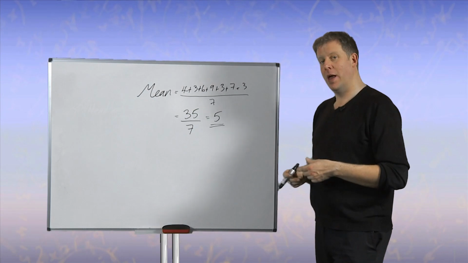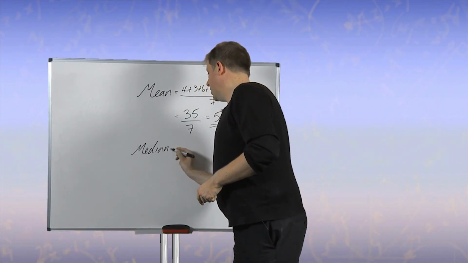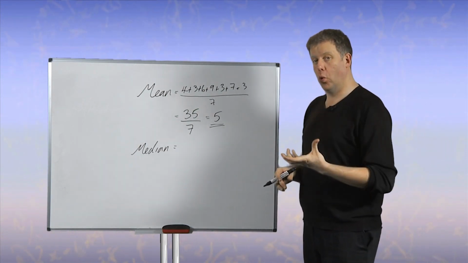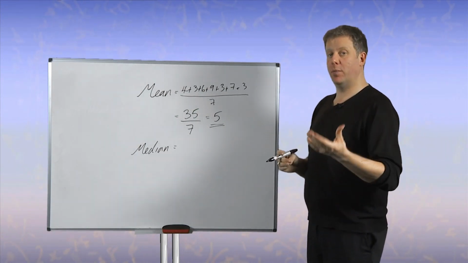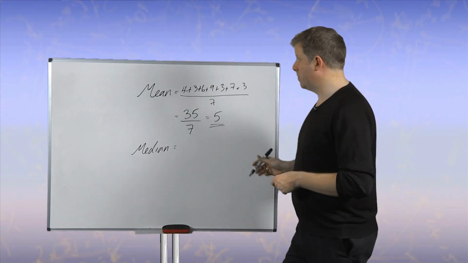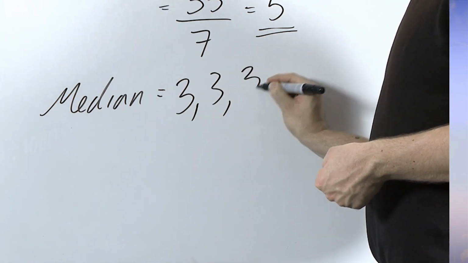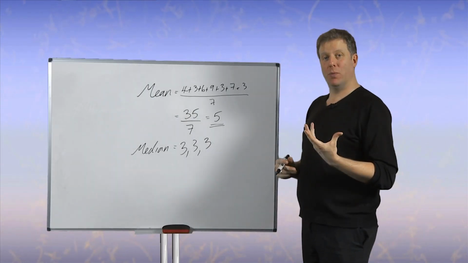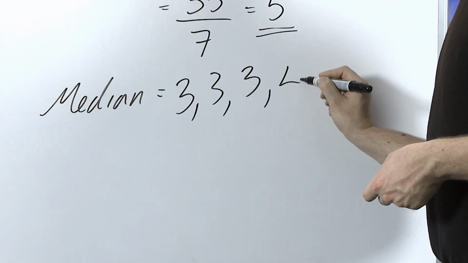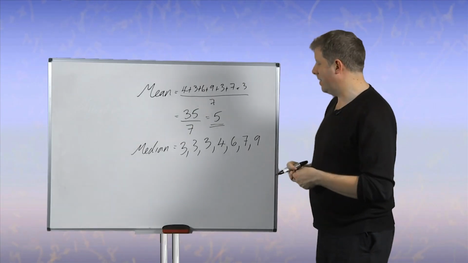Okay, let's look at another one. Median this time. Now median is the middle number of an ordered set of data, and that's the most important part, that it is ordered data. You can do it from largest to smallest or smallest to largest. I'm going to write my data from smallest to largest. And we have 3, 3, 3. Remember, you don't just write the number once. If there's 3 of them, we write 3 of them in our list. Then 4, 6, 7 and 9.